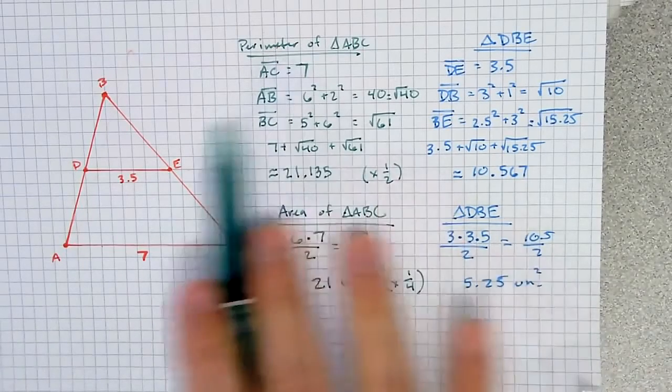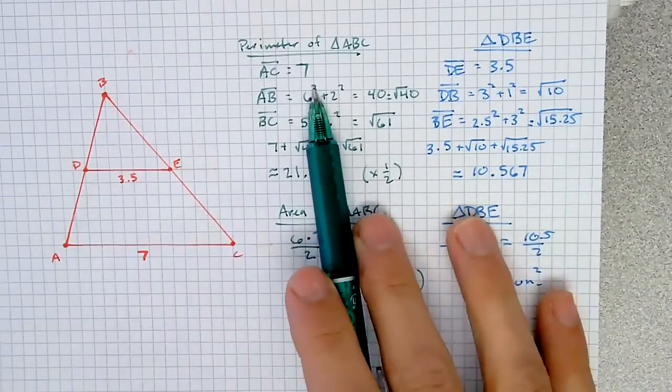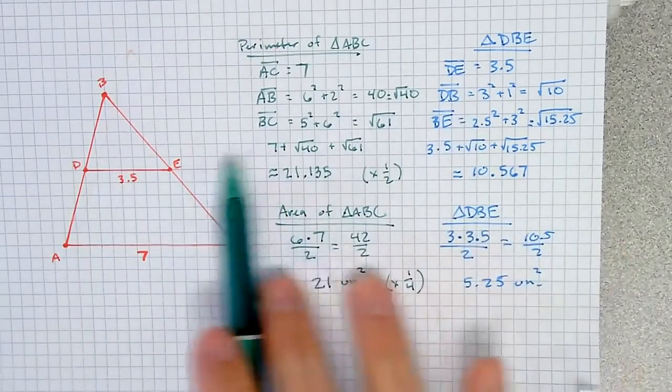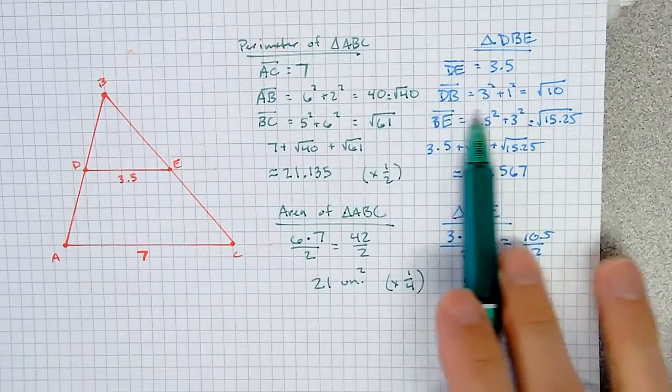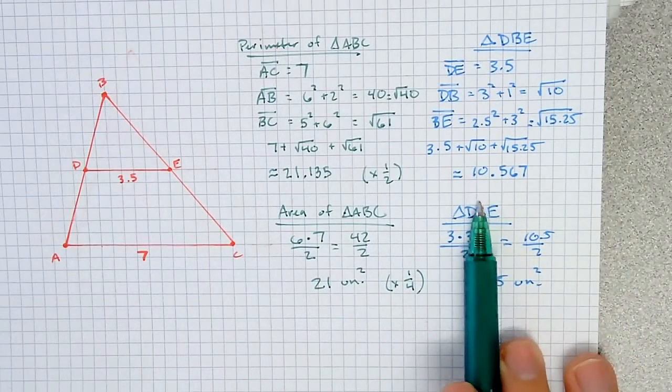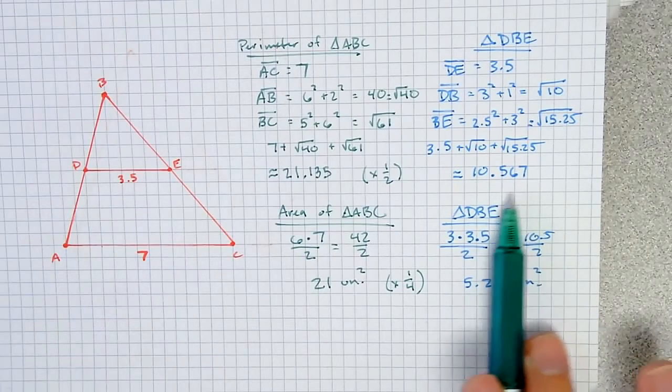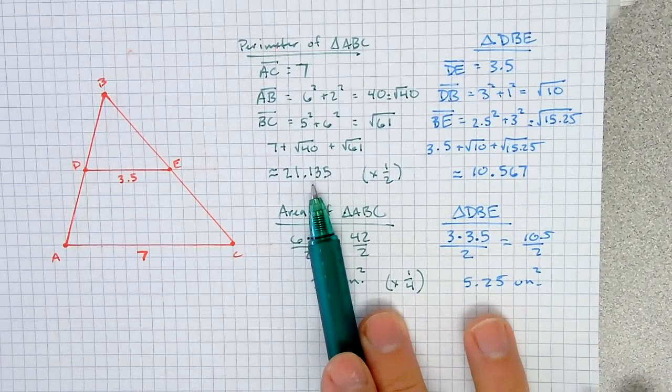All right, so you got your perimeter, you add up all the side lengths, you get about 21.135 for the big triangle. For the smaller triangle, using the Pythagorean theorem or the distance formula, again, you get 10.567, which is going to be half of the perimeter of the bigger triangle.